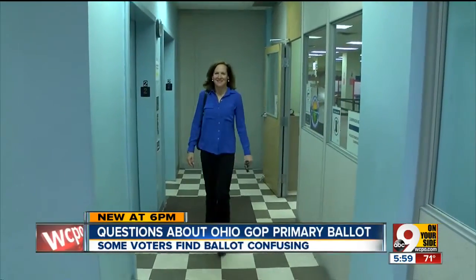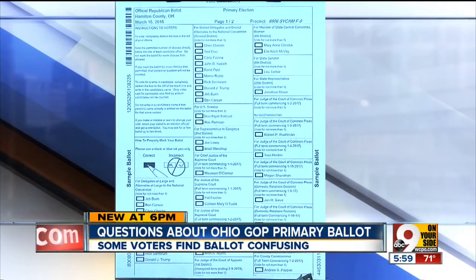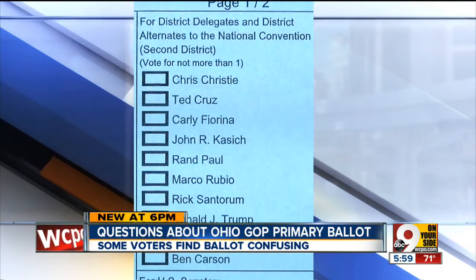When Patty Green voted for presidential delegates Tuesday, she took one look at the ballot and was a bit confused. There was one race for delegates at large and another for district delegates. Well, I paused for a minute because I thought, is this an alternate? But it didn't say alternate. So I just voted the same for question one as question two.